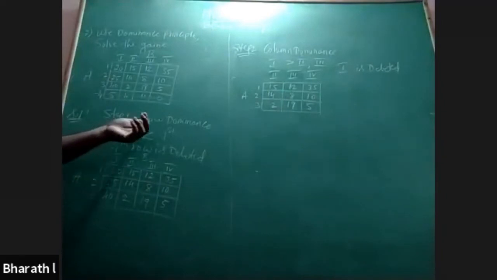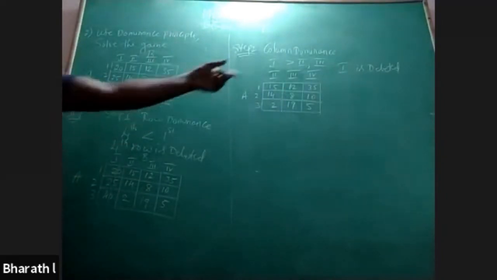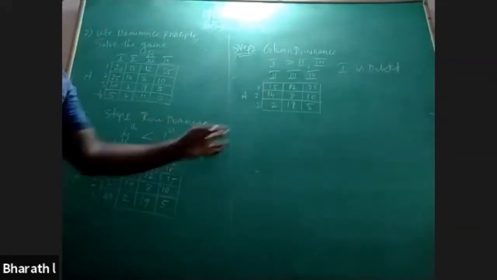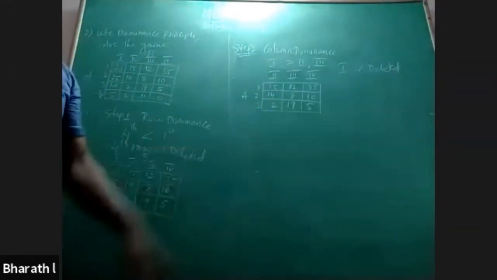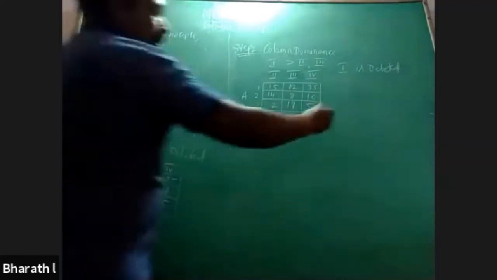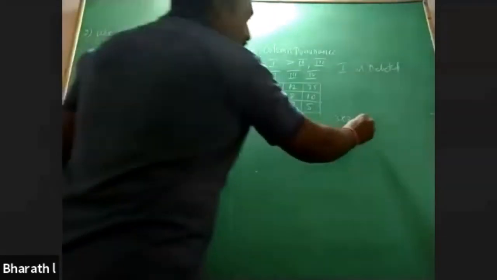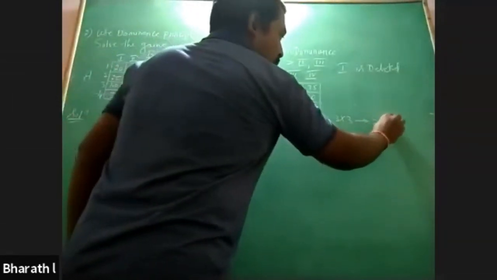Step 1 is row dominance. Step 2 is column dominance. After applying step 1 and step 2, the order of the matrix is 3 cross 3. We got a 3 cross 3 matrix, but we need to reduce it to a 2 cross 2 matrix.